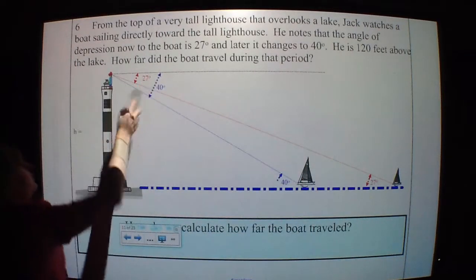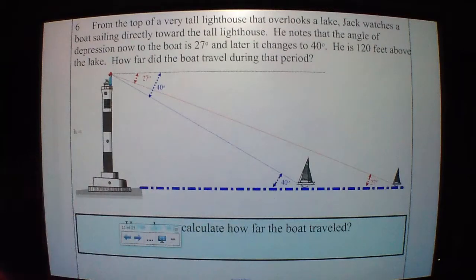Okay, so if this is 40, this one down here is 40. He is 120 feet above the lake. So he's 120 feet above the lake. How far did the boat travel during that period?